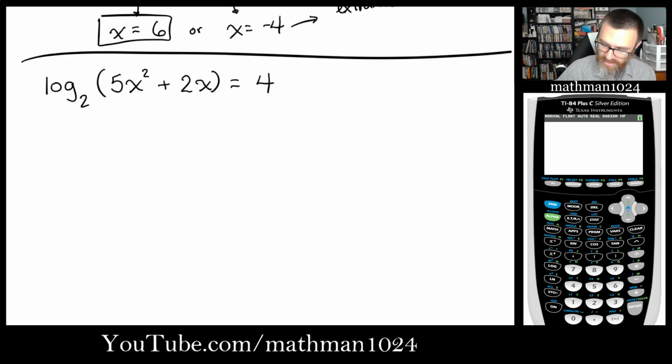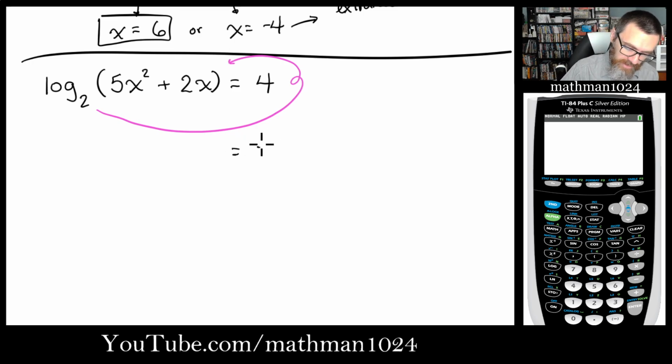All right, so let's get going, because we already have a single logarithm on one side. 2 to the 4th is equal to this, so let's write it like this: 2 to the 4th on the right, and 5x squared plus 2x on the left. Of course, we work this out.